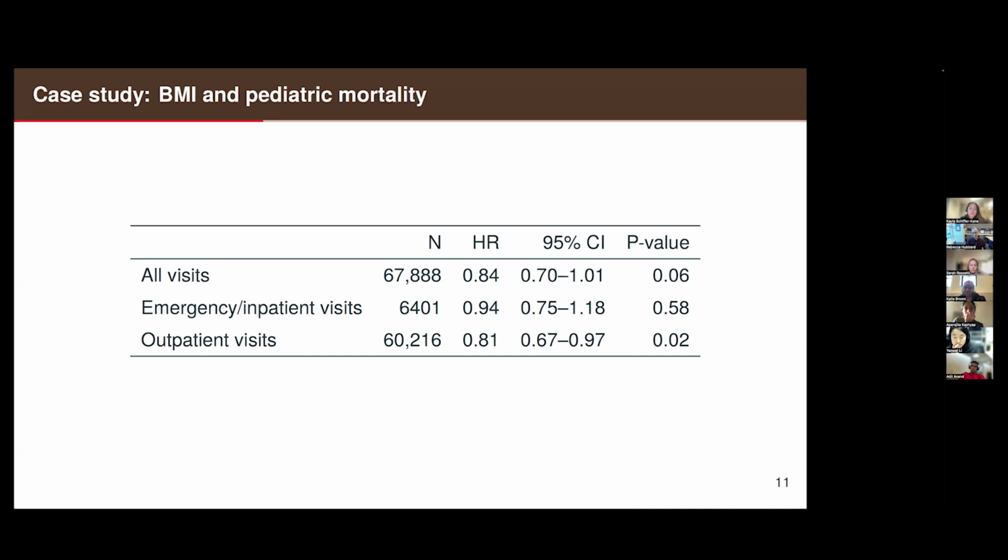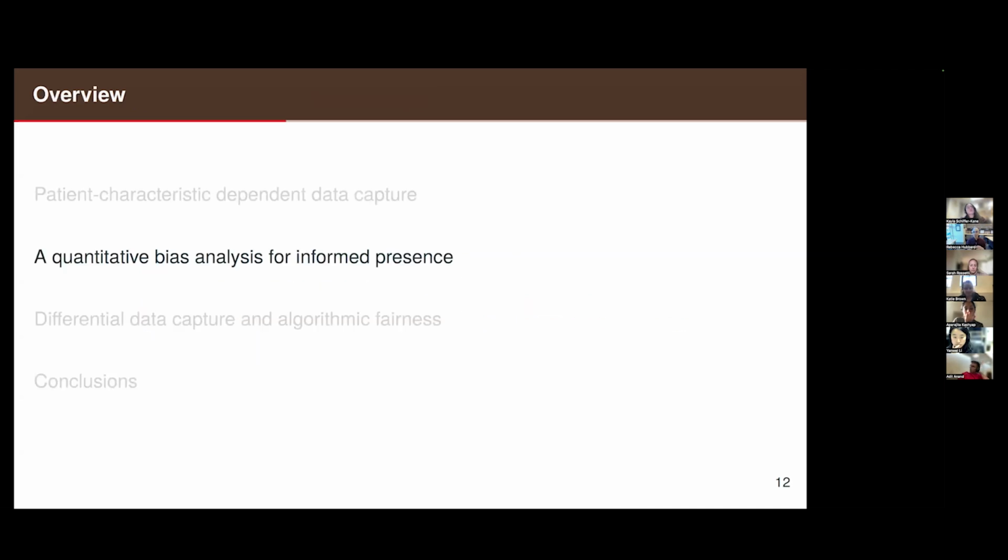So what I'd like to talk about next is a more formal way of trying to think about these two different sources of bias that arise due to this data provenance challenge, and coming up with a way to formally, quantitatively account for the magnitude of that bias and decide whether or not our results are robust.